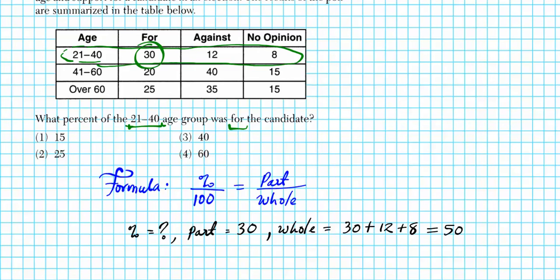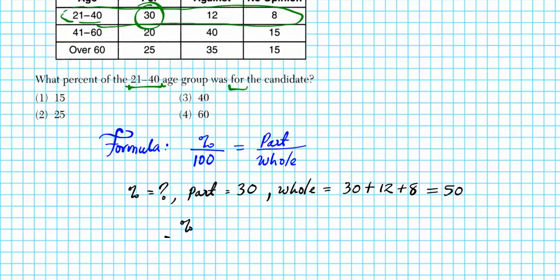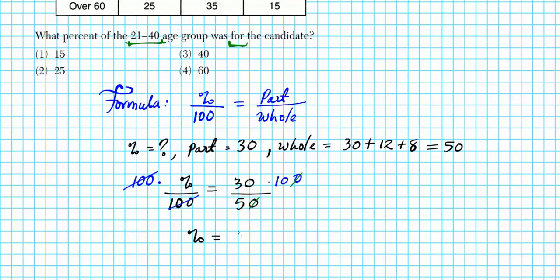Okay. We have everything that we need, so let's go ahead and calculate the percent. So we're going to do percent over 100 equals the part, which is 30, over the whole, which is 50. To get percent isolated, we multiply both sides by 100. This divides out. Now let's see what happens here. The zero and the zero cancel out. So that gives us the percentage for is 30 over 5 times 10. And then let's see, 5 goes into 30 6 times. 6 times 10 is 60%. So 60% of the people within the ages of 21 to 40 voted for the candidate. Answer is option number 4.